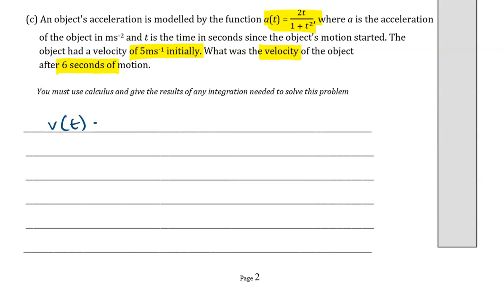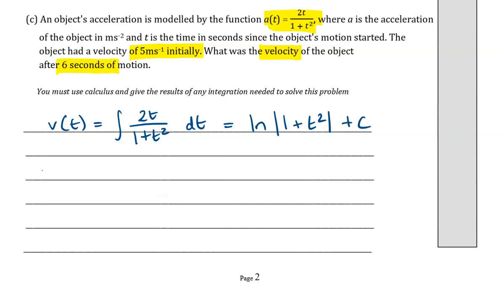So v of t is equal to the integral of 2t over 1 plus t squared. Now recognize here that the top of this fraction here is the derivative of the bottom, which means that that is going to be the natural log of the bottom.